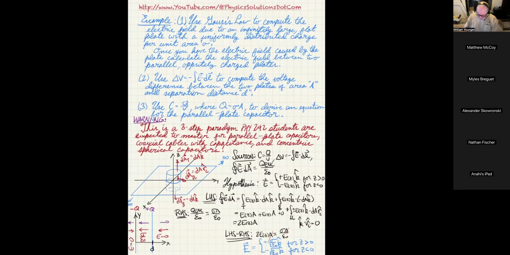All right, now we've completely finished step one. Now we're going to step two, which says use delta V equals the negative integral of E dot dl to calculate the voltage difference between the two plates of area A and separation D. So I'm going to do that now.